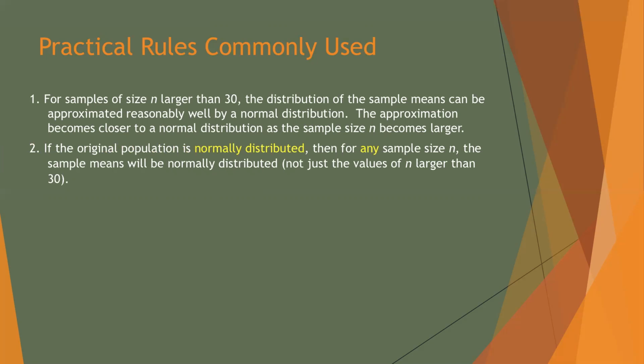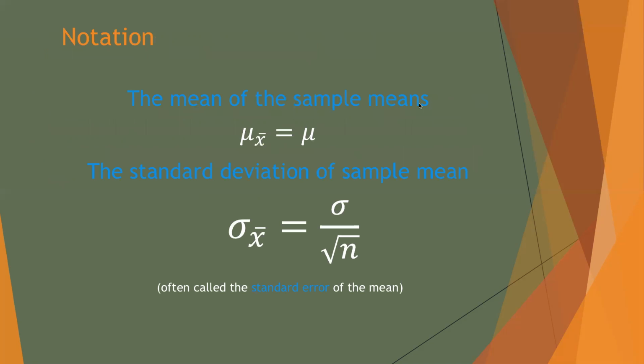Second, if the original population is normally distributed, then for any sample size n, the sample means will be normally distributed. In other words, if you have normally distributed data and you sample from it, the sample means will be normally distributed as well. The mean of the sample means, mu of x bar, is equal to mu. That's just notational, to make things a little easier; you might see it just written as mu. The standard deviation of the sample mean is sigma over the square root of n. It's often called the standard error.